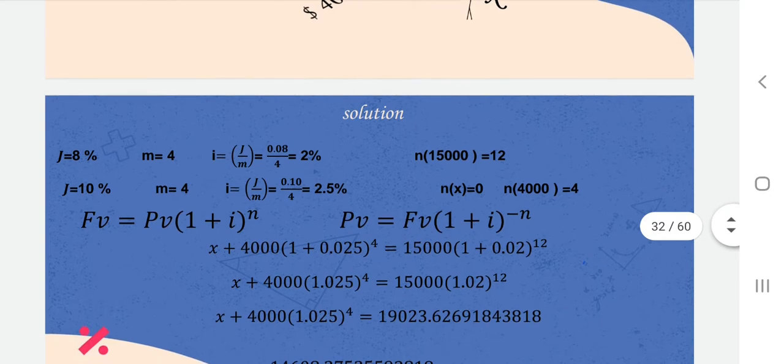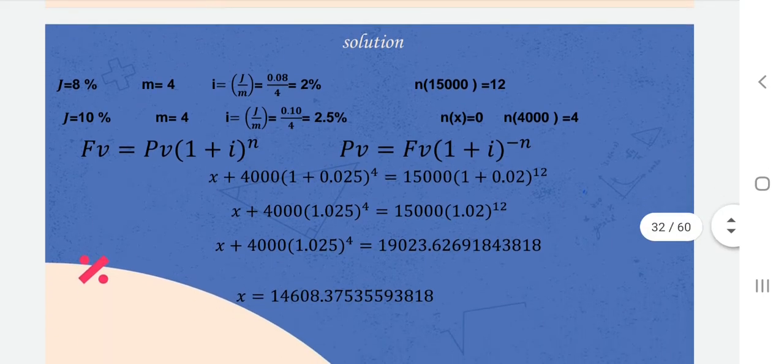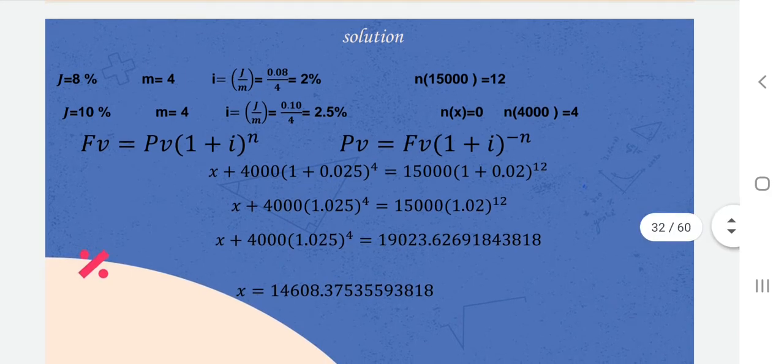By substituting in the formula, future value equals present value times 1 plus I to the power n, we can get X. X equals 14,608. Note that again, we use a rate of 8% with $15,000, and we use a rate of 10% with X and $4,000.